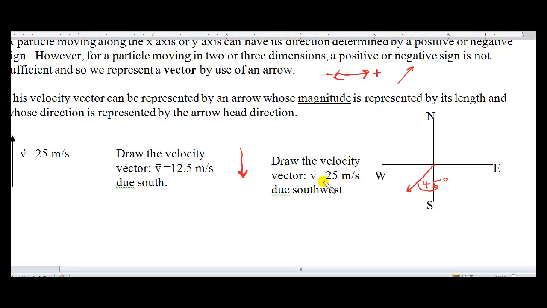Over here, we wanted to draw a velocity vector going due southwest. Starting at the origin, you would go in this particular direction, and the angle that it makes with respect to the vertical here is 45 degrees, and likewise the angle that it makes right here with respect to the horizontal is also 45 degrees. That's what we mean by this vector going due southwest.